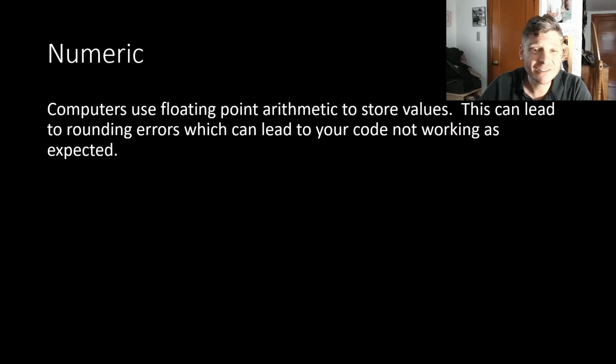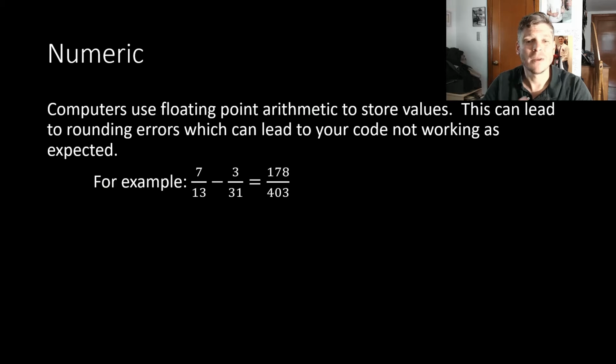Now, we want to be really, really careful with our doubles and our numeric values because computers use what's called floating point arithmetic to store values. Floating point meaning the floating decimal point, which can lead to some rounding errors, which can lead to your code not working as you would expect it to work. So, for example, if I had the two fractions 7/13 minus 3/31, if I did it out by hand and found the common denominator, which is 403, and subtracted them, it's going to give me the result 178/403. And that is the exact value.